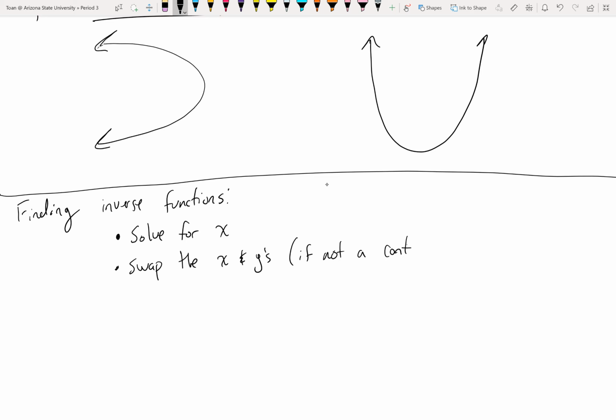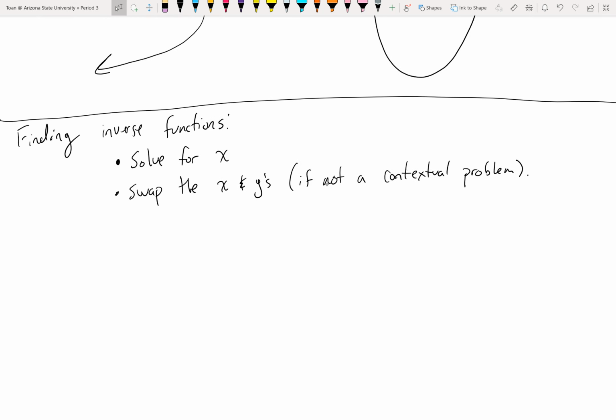only if it's not a contextual problem. In other words, if it's not a word problem. If it is a word problem, you would not swap the x's and y's, right? But that's it. That's how you find an inverse function. Just solve for the other variables, and if it's just a regular x and y, swap them.